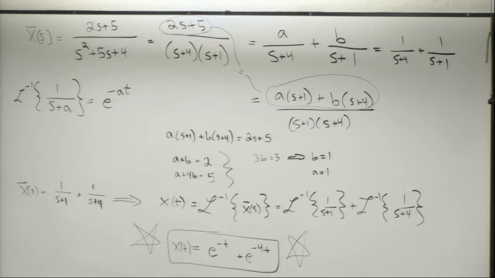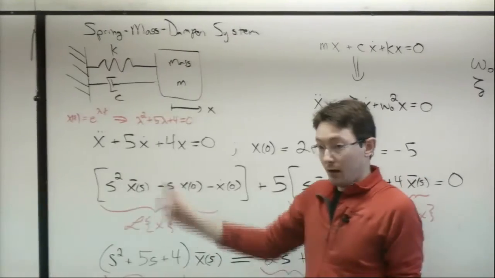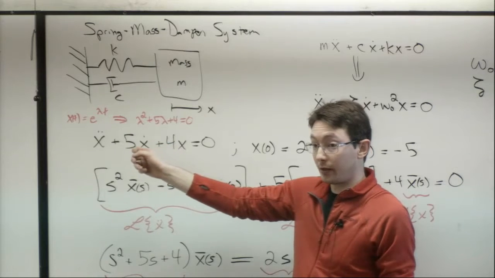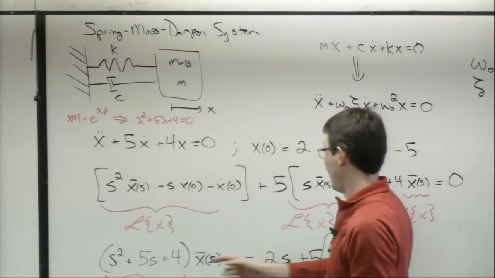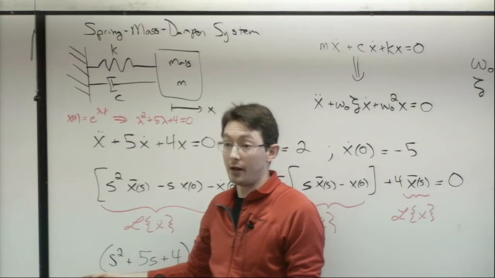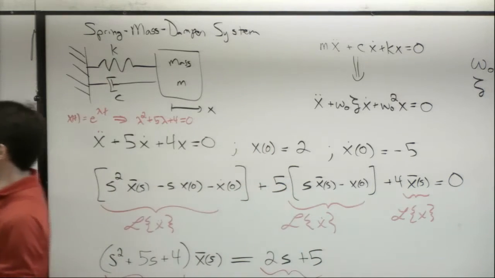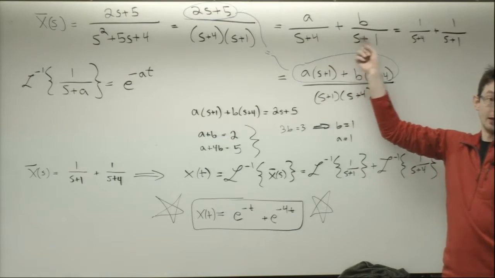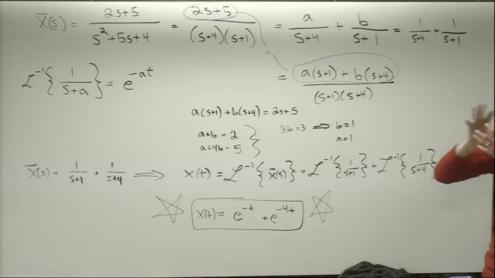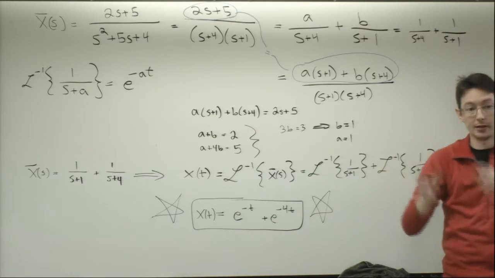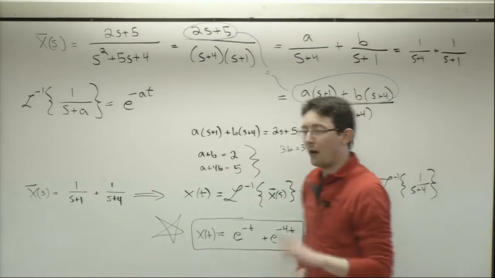Okay. Anytime I have a linear system of ordinary differential equations, I will always have my characteristic polynomial on the denominator. I'll always be able to factor it into s plus lambda 1, s plus lambda 2, s plus lambda 3. I'll always be able to factor it into these monomials and inverse Laplace transform each of them. Almost always.